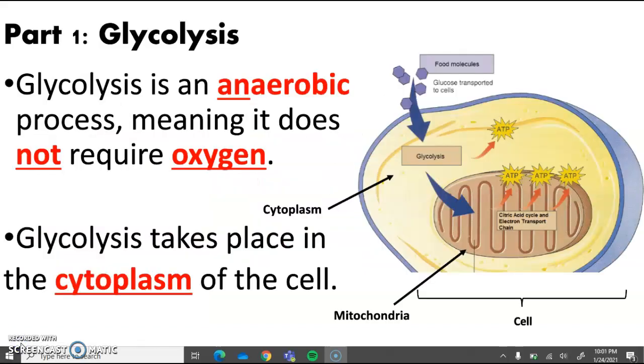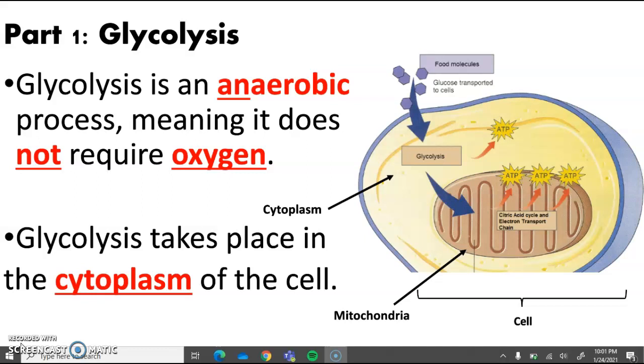Glycolysis is the first reaction that happens in cell respiration. It's an anaerobic process, meaning that it does not require oxygen in order to occur. We'll talk about the Krebs cycle and the electron transport chain, which are both aerobic processes. That means that they require oxygen in order to occur. So glycolysis takes place inside of the cytoplasm, as we mentioned on the last slide, outside of the mitochondria.